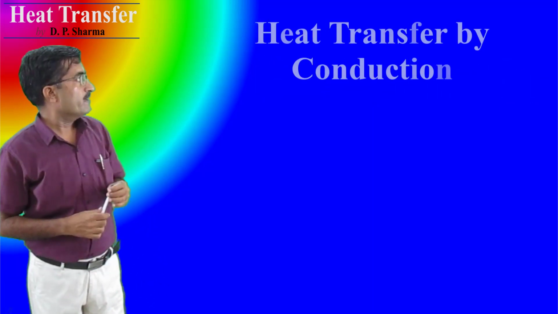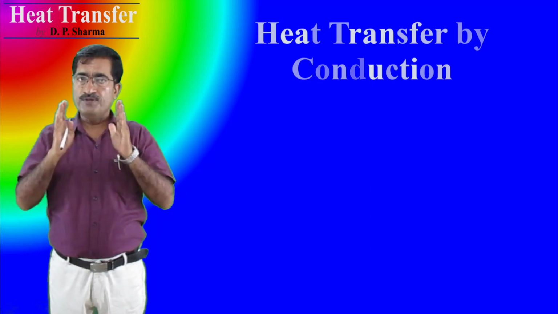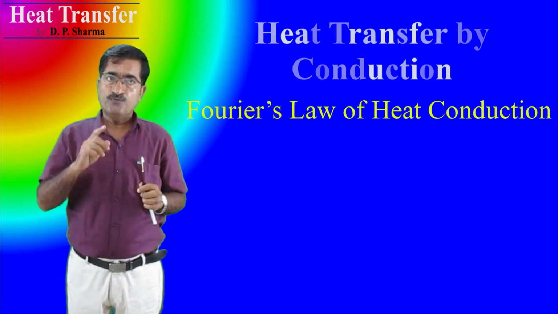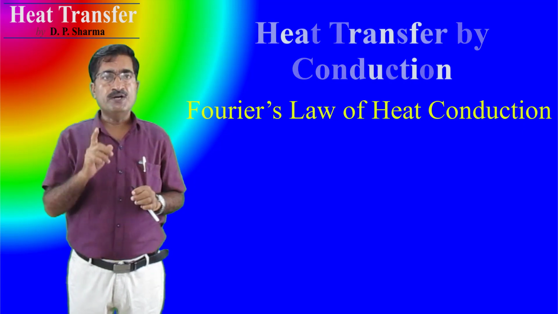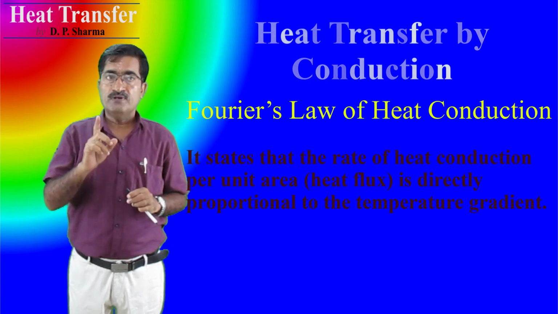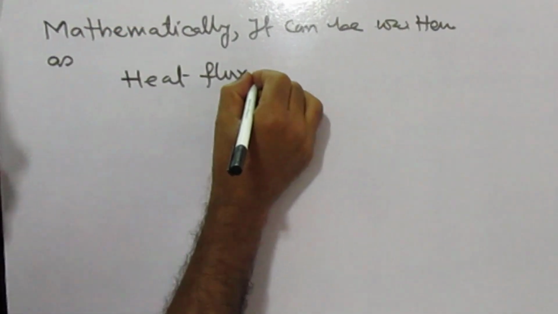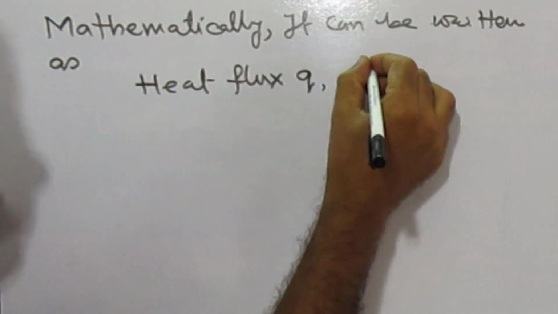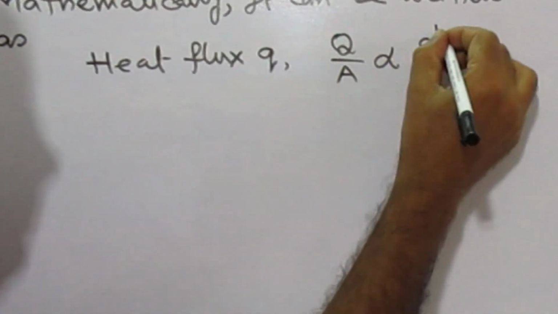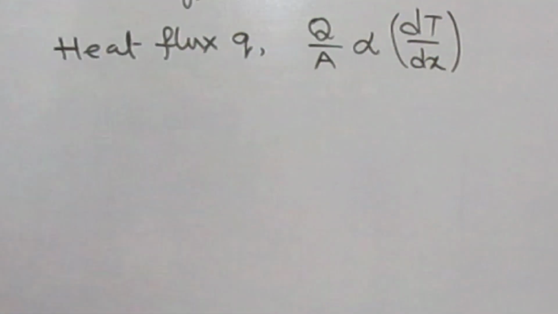Now, heat transfer by conduction. Fourier's law of heat conduction is an empirical law based on observation. Fourier law states that the rate of heat conduction per unit area, which is heat flux, is directly proportional to temperature gradient. Heat flux q, means Q upon area, is proportional to dT by dx. This is temperature gradient.